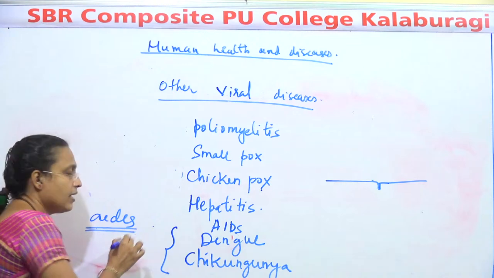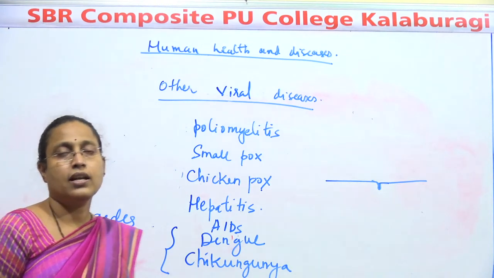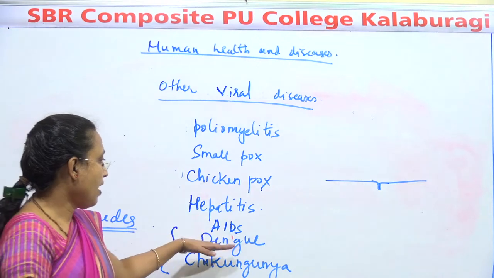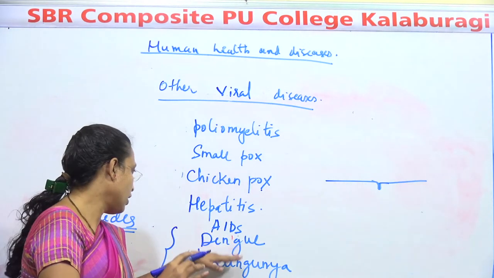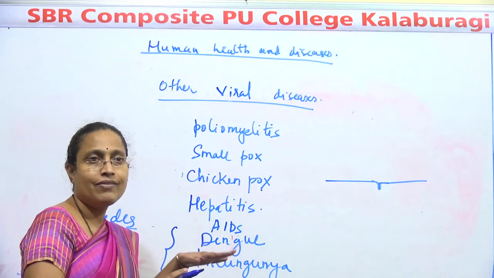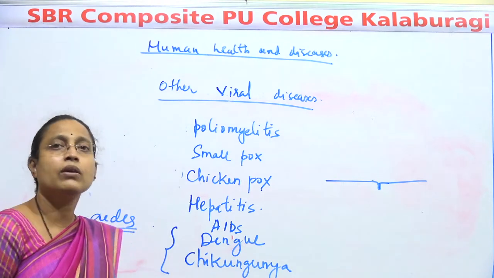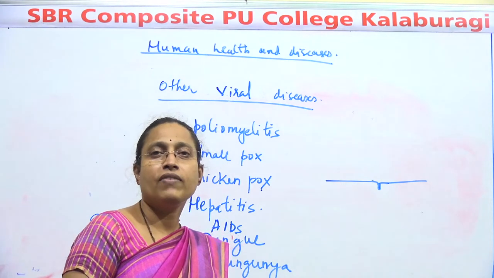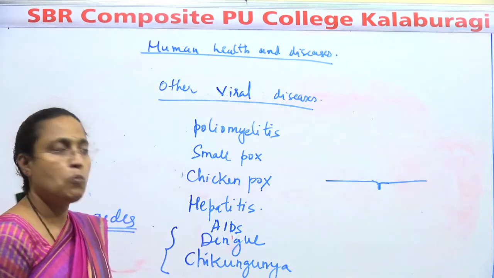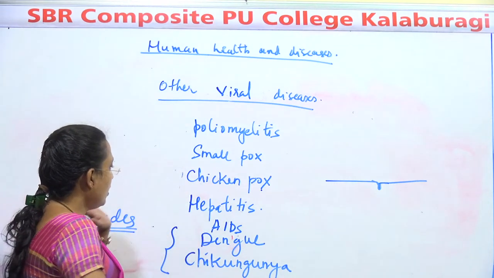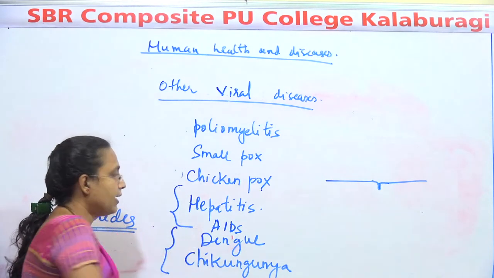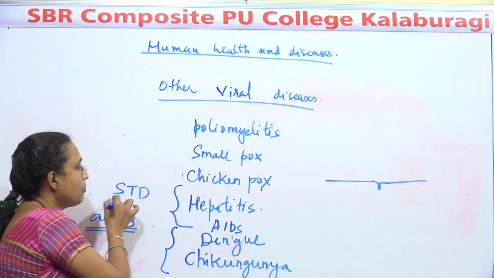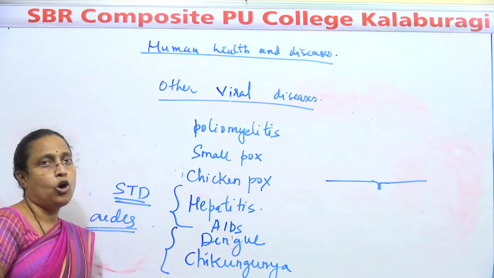Aedes aegypti is the name of the mosquito that will transmit dengue as well as chikungunya, whereas elephantiasis is transmitted by Culex mosquito and malaria is transmitted by the female Anopheles mosquito. Now, these two, hepatitis and AIDS, are primarily transmitted through sexual contact.